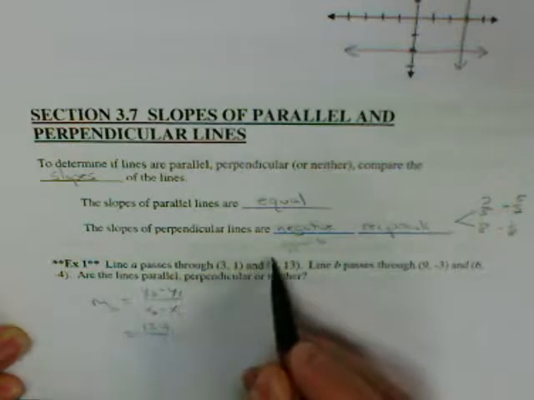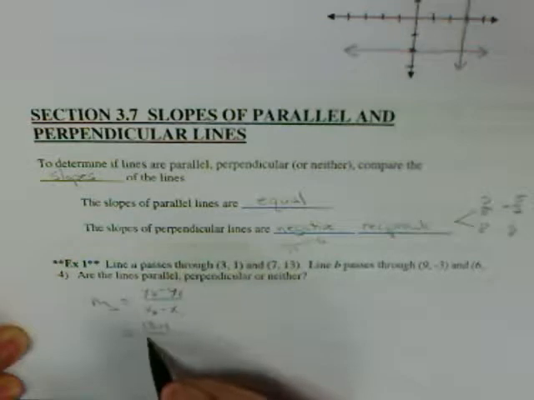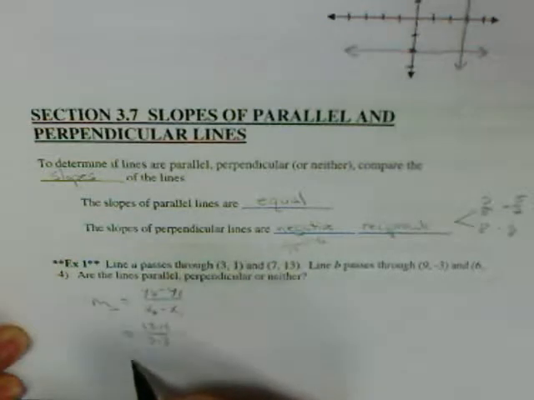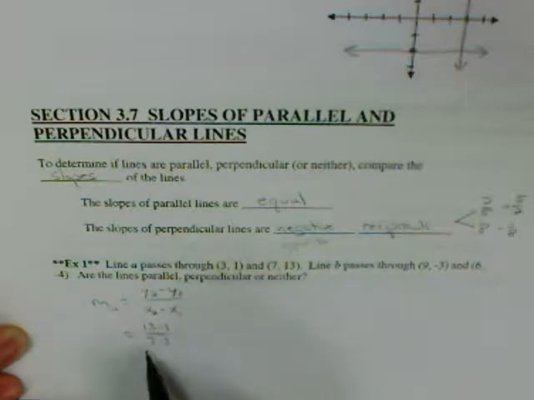And since I decided to subtract in this order, I need to do that again. So it needs to be 7 minus the 3 in the denominator. And you could have put 1 minus 13 on the top, just as long as you had 3 minus 7 on the bottom to match up with it. And then we're just going to calculate here. You get 12 over 4, so we have a slope of 3 for our first line.